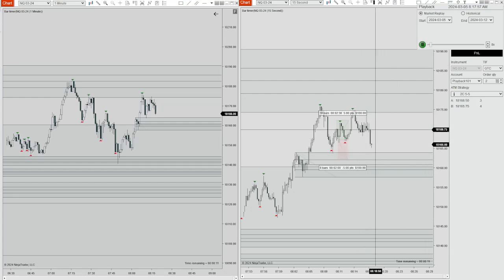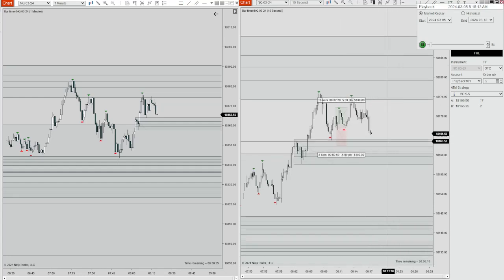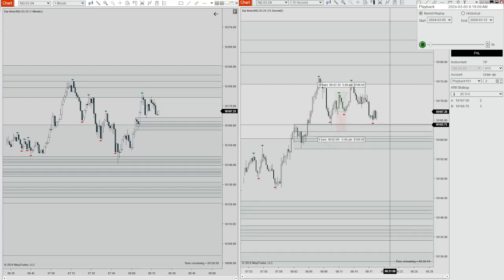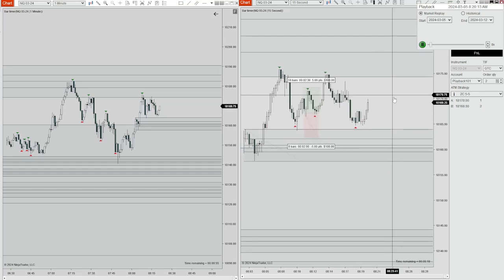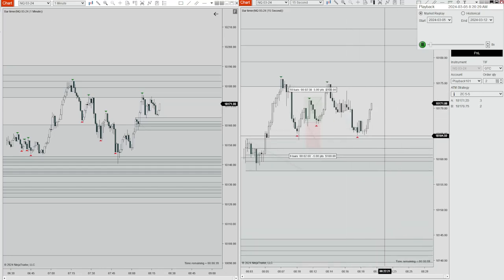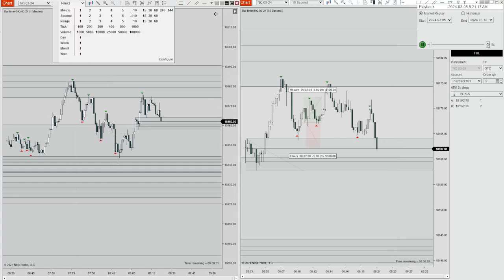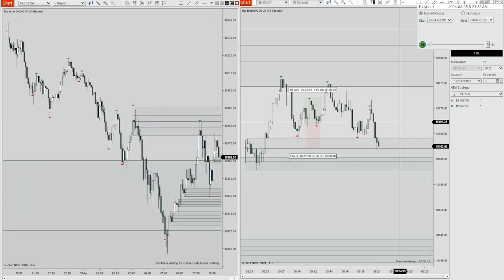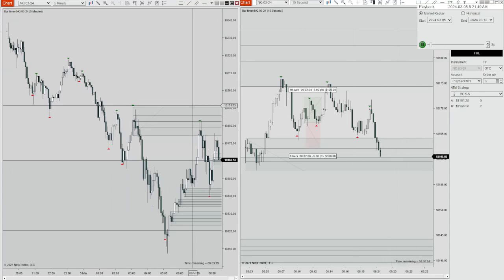All right, so you see volatility starting to increase. All right, I want to see the sweep of this. No sweep. Keep in mind 5 minute. Okay, here we go.